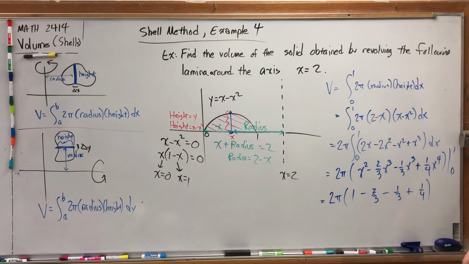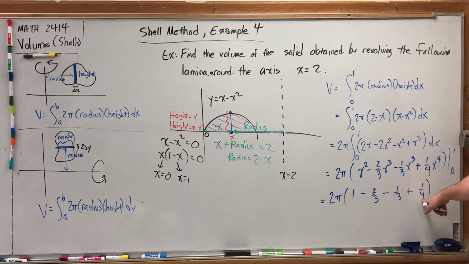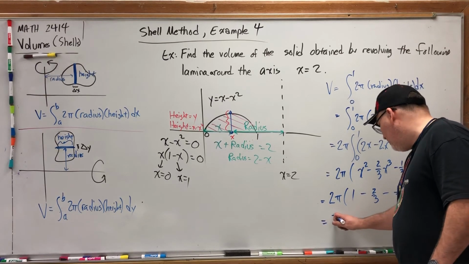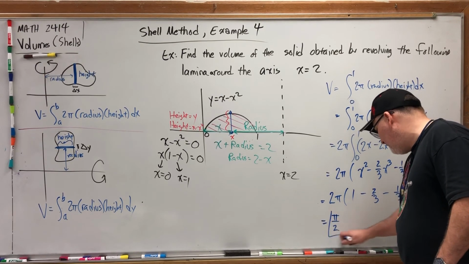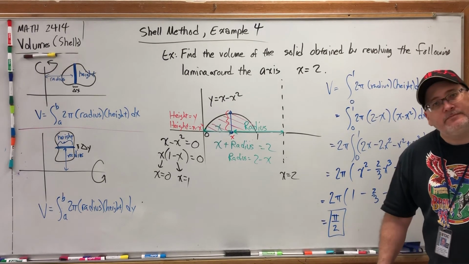1 and 0 are the best numbers to put in. Well, negative 2/3 and negative 1/3 is negative 1, which will cancel the positive 1 and leave a 1/4. So we get 2 pi times 1/4, which is 2 pi over 4, which reduces to pi over 2. And that's the volume.